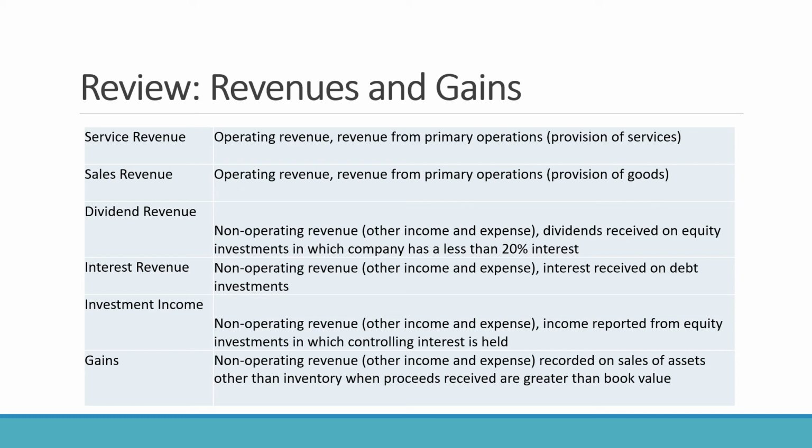And then finally, we've discussed how gains are a non-operating revenue item that results from peripheral transactions such as sales of assets other than inventory. So we are going to record a gain when the proceeds, or the amount of cash that we receive, is greater than the book value of the asset that we're selling.